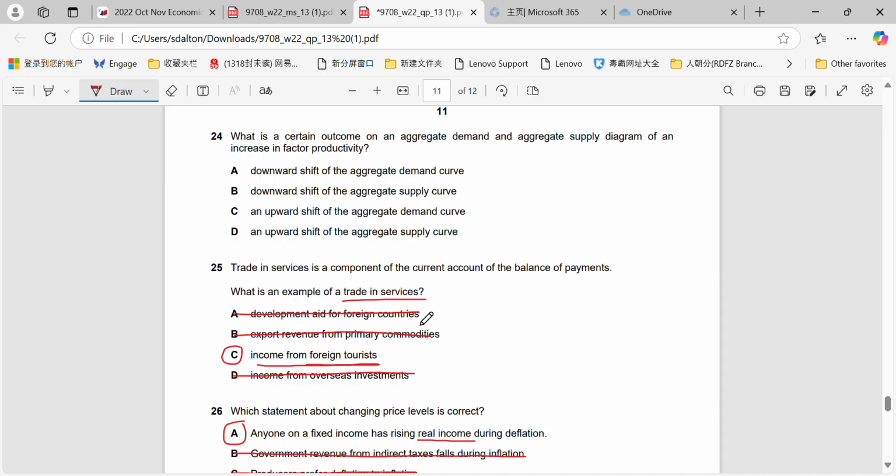The goods would be, for example, those commodities or goods that we sell, export abroad, which would bring in money, or we import goods from other countries, which would be money flowing out. Income from foreign tourists is a credit item. It's a plus or positive balance on our trade and services. The income that we give to foreign countries when we travel is money that is debited out of the trade and services balance. And then development aid for foreign countries would form part of the secondary income.